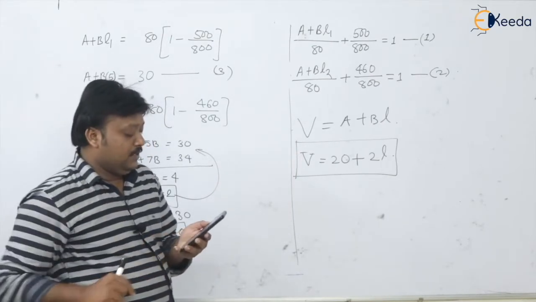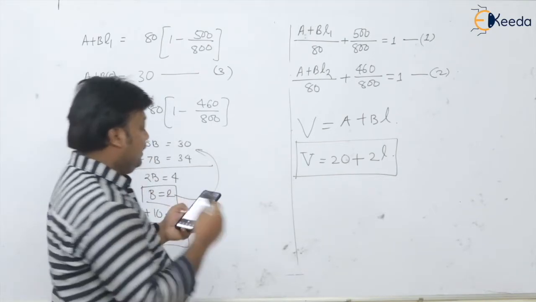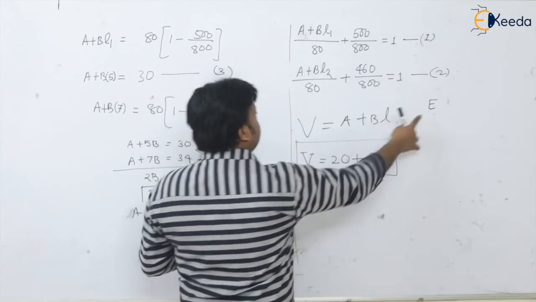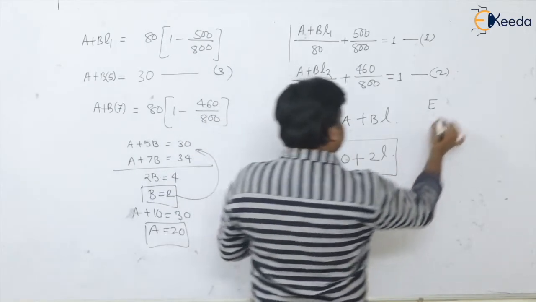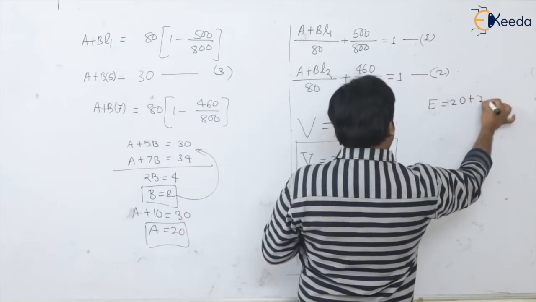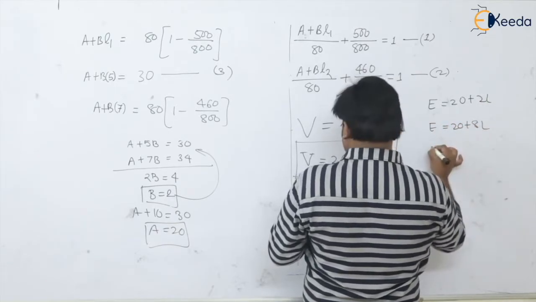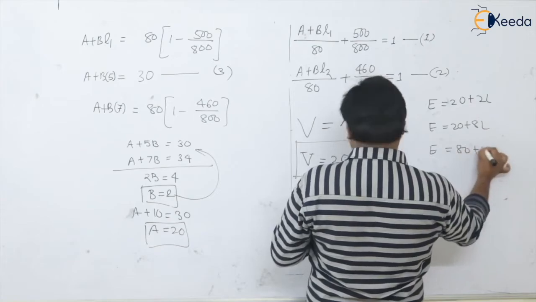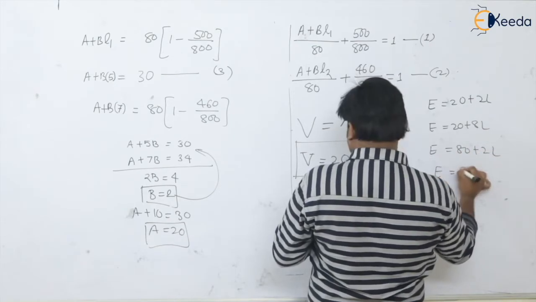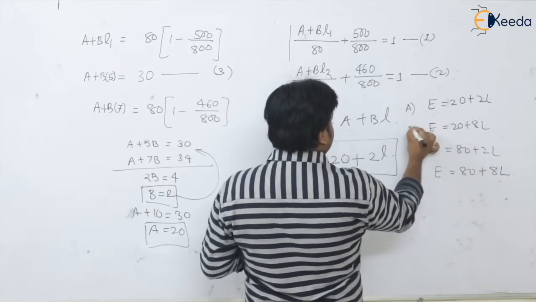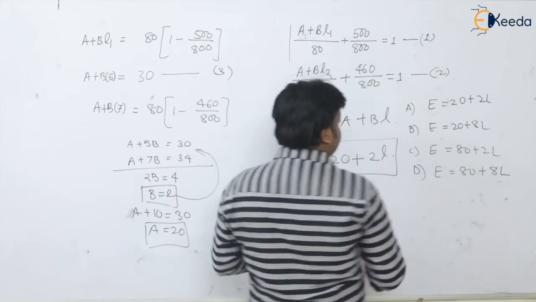In the options, what they have given, I will write the options here. They have put the voltage as E. E is equal to 20 plus 2L. E is equal to 20 plus 8L. E is equal to 80 plus 2L. E is equal to 80 plus something. Okay, so options A, B, C and D.